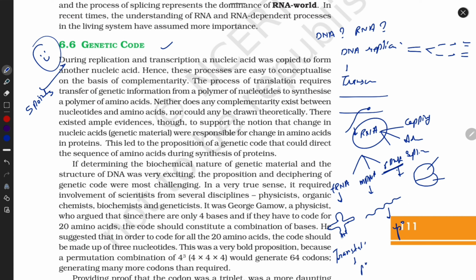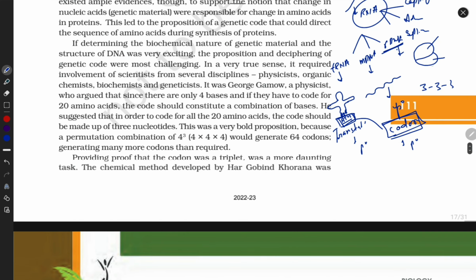Now look here, this is why I drew these 3 lines, because some codons are present in sets of 3. We call each of these a codon, a genetic codon. Guys, these codons are responsible for protein formation. How will this phenomenon occur?